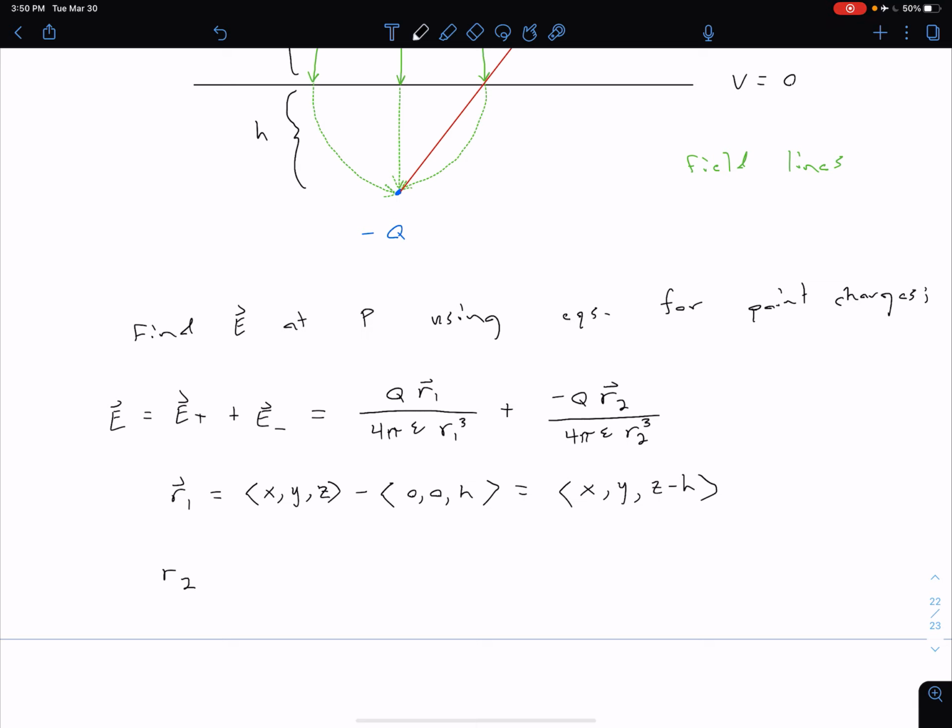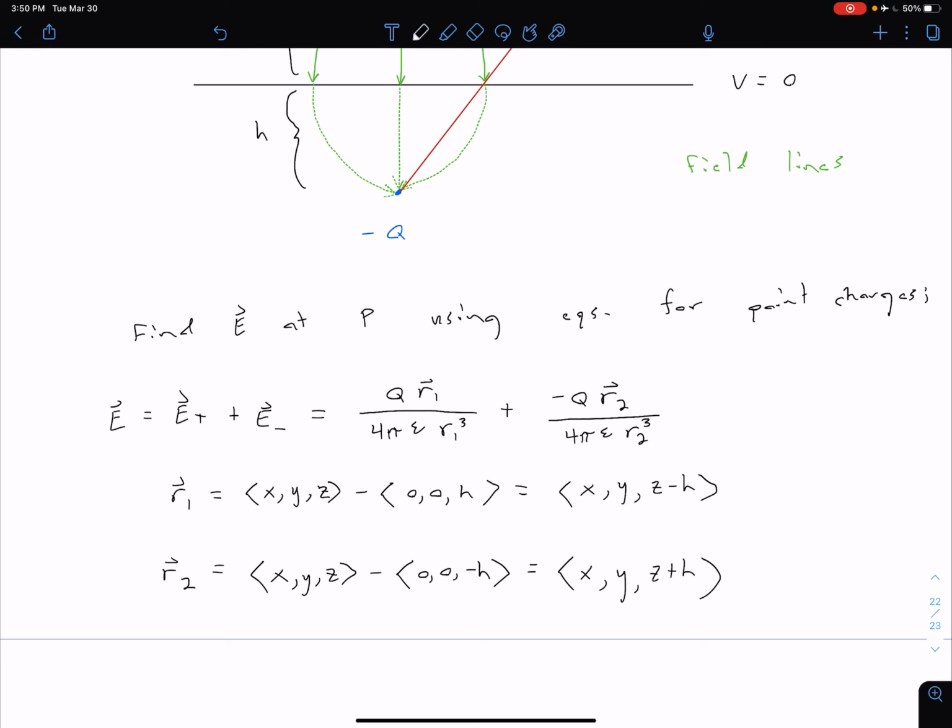Similarly, we can say that our r2 vector is going to be our position vector for P, which is x, y, z, minus our position vector for our negative point charge, which is 0, 0, negative h. So similar form here, x, y, and now we just have z plus h.